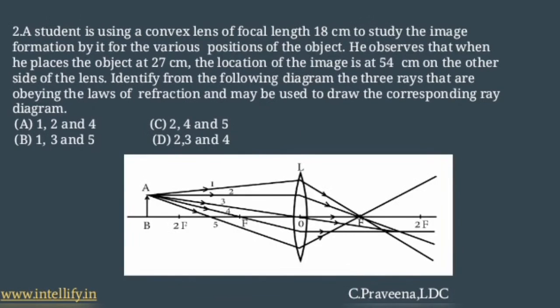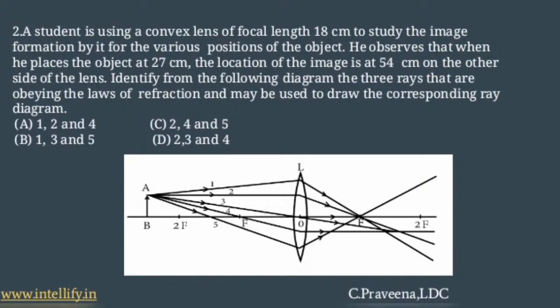Now the second question is, a student is using a convex lens of focal length 18 centimeter to study the image formation by it for the various positions of the object. He observes that when he places the object at 27 centimeter, the location of the image is 54 centimeter on the other side of the lens. Identify from the following diagram the three rays that are obeying the laws of refraction and may be used to draw the corresponding ray diagram. There are four options. A is 1, 2 and 4, B is 1, 3 and 5, C is 2, 4 and 5, and D is 2, 3, 4.